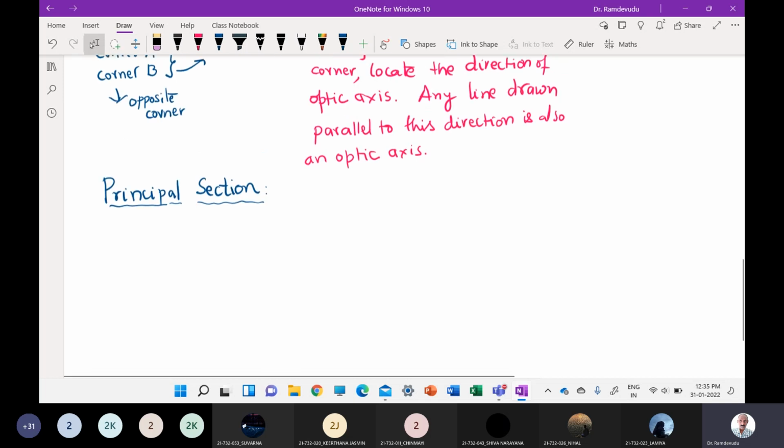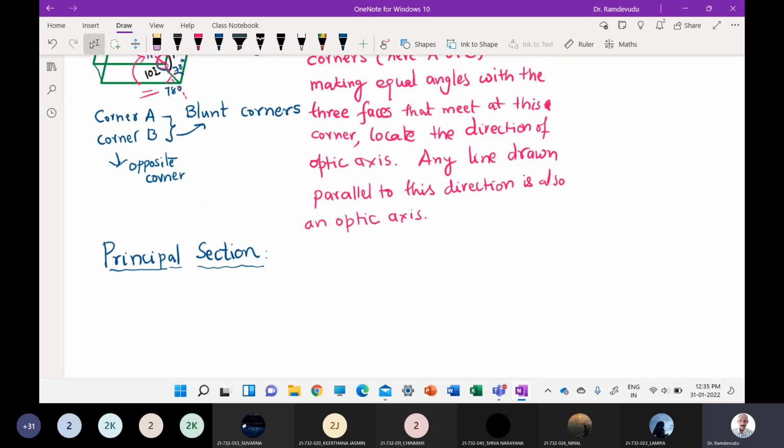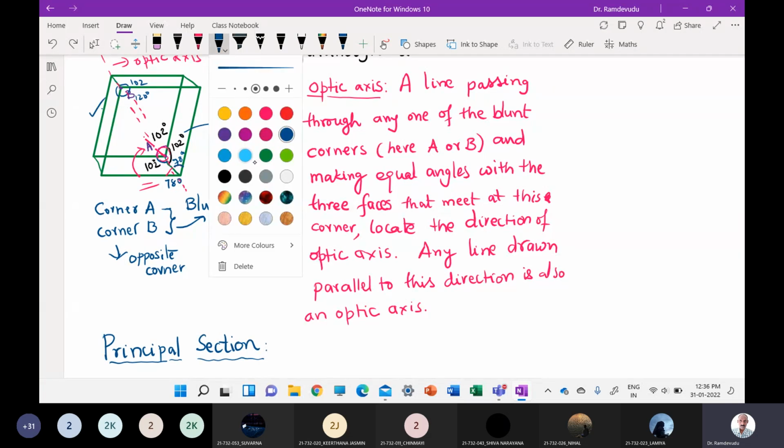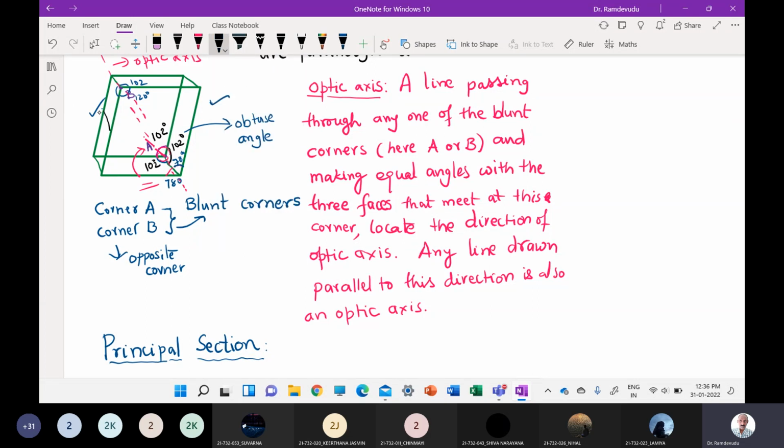To define a principal section, I am taking a plane, a plane which contains the optic axis, that means it should contain the optic axis, and a cut perpendicular to the opposite faces. These are the two opposite directions of the crystal. So I cut perpendicular to this. I'll cut it here. Suppose I take here. I'll take another color to show you very clearly. So I am taking a black color. So this is the cut I am taking perpendicular to this.